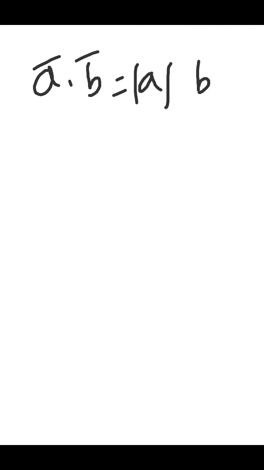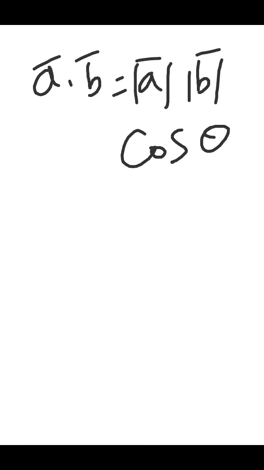Before that, you first need to know what a dot product is. So A vector dot B vector is equal to modulus of A times modulus of B times cos theta.